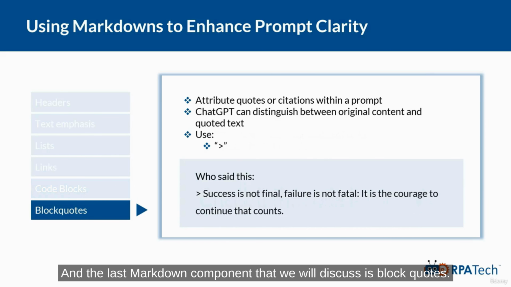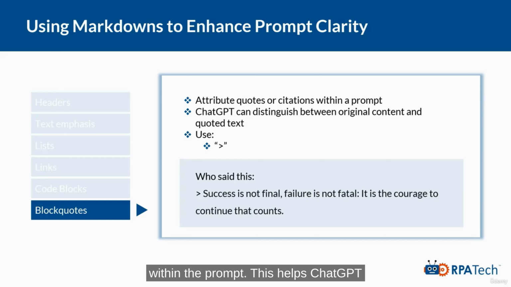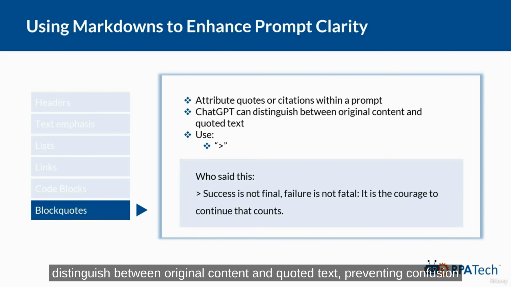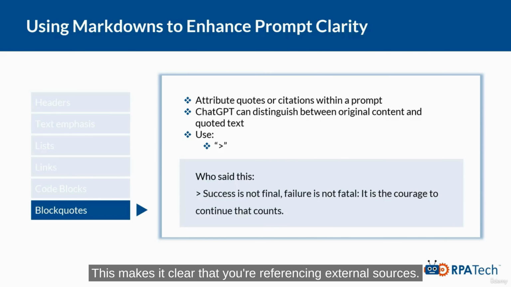And the last Markdown component that we will discuss is block quotes. Block quotes in Markdown can be used to attribute quotes or citations within the prompt. This helps ChatGPT distinguish between original content and quoted text, preventing confusion and ensuring that it responds appropriately to the prompt's content. Simply use the greater than symbol before the text you want to quote. This makes it clear that you're referencing external sources.